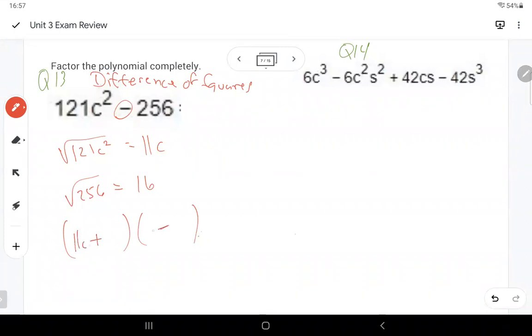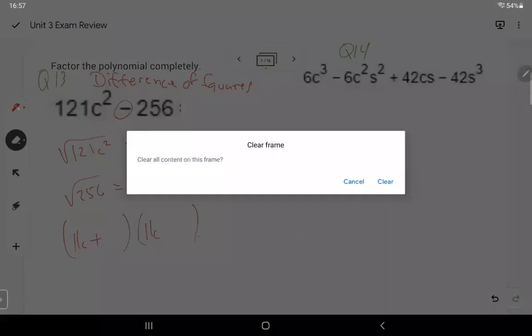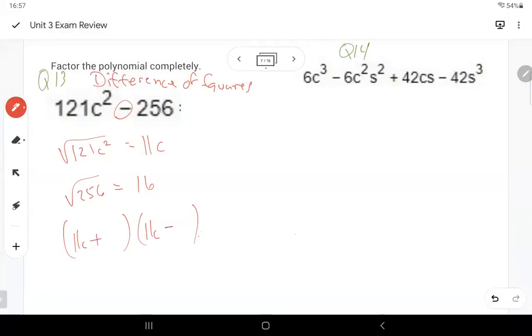So it'll be the x's, or the c's rather, and then 16 and 16. Okay. And if you FOILed that and went backwards, you would end up back at where we were.